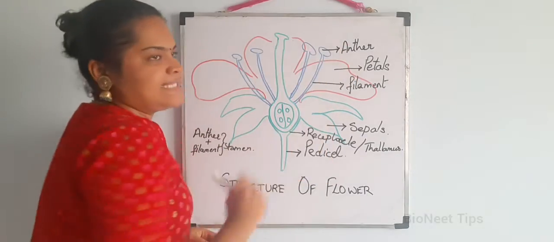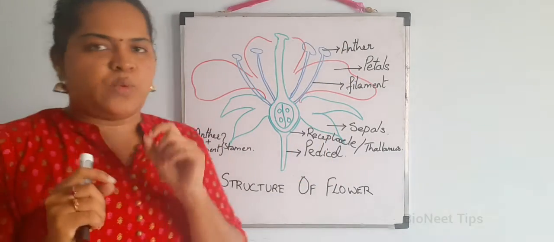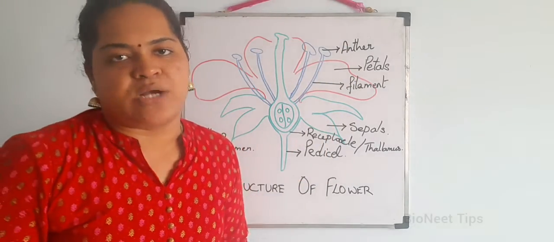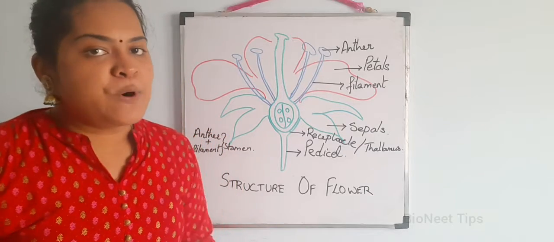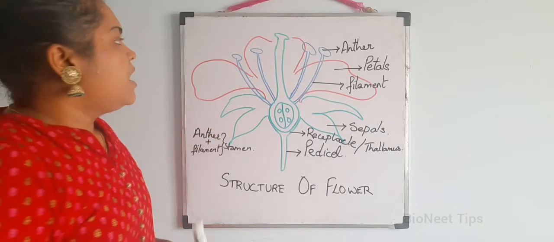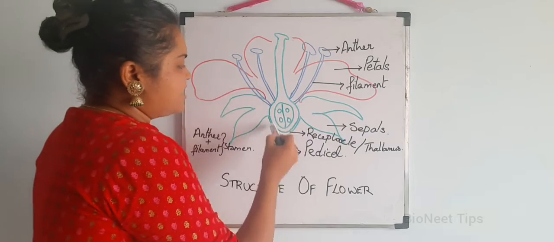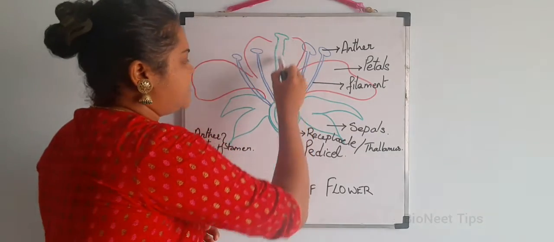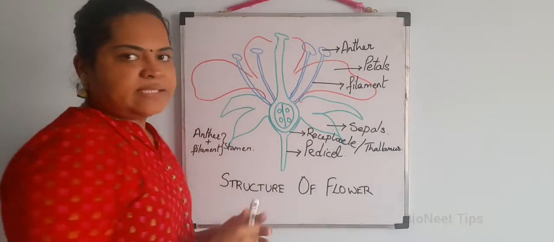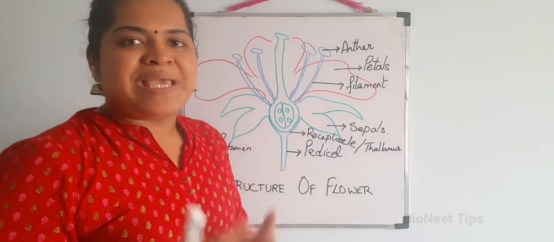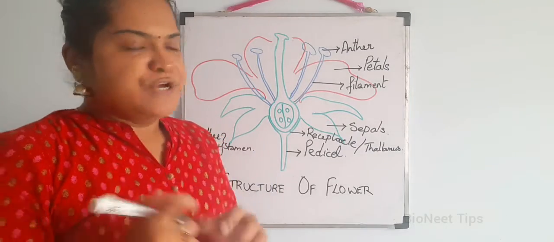Inside these anthers we have very tiny grain-like structures called pollen grains. Now, can you see a structure which is somewhat elongated and globular at the base? That is the female reproductive part of a flower.